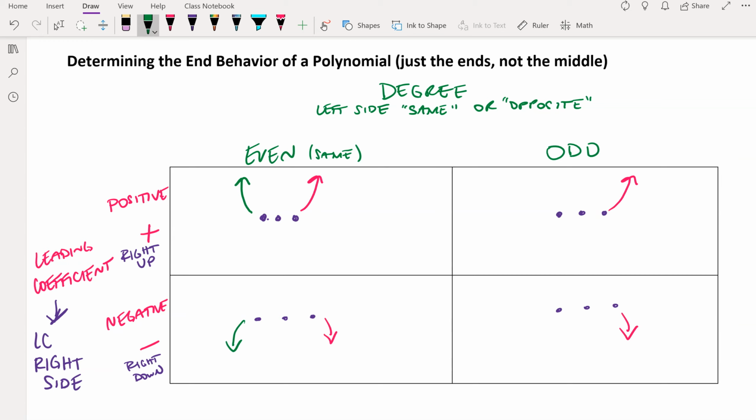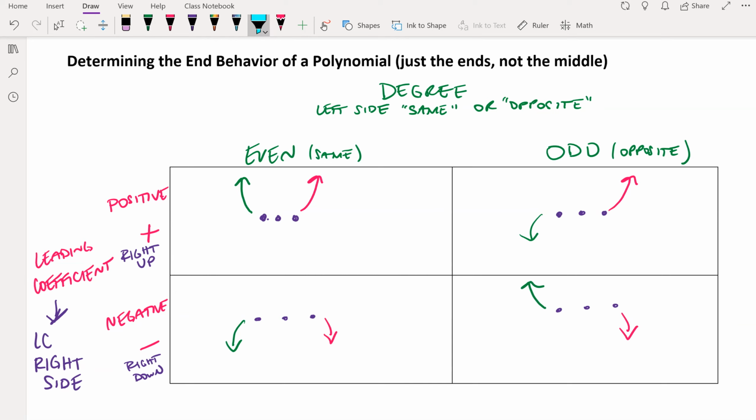All right, odd means opposite. If the degree is odd, we're going to go the opposite direction. So the right side's up on this graph, but the degree is odd, so we're going to go down on the left. And then the right side is down on this graph because we have a negative leading coefficient, but the degree is odd. That means we're going to go opposite, which is up on the left.